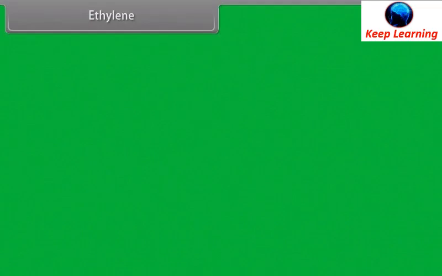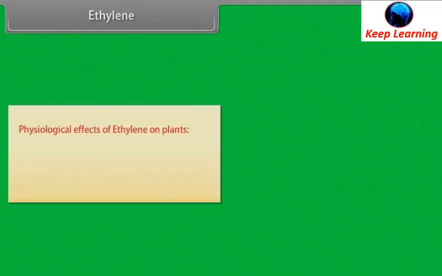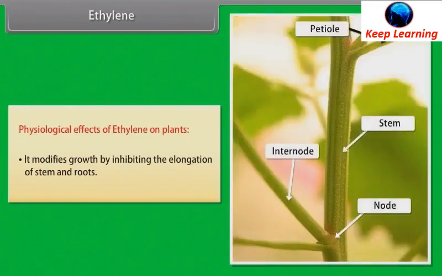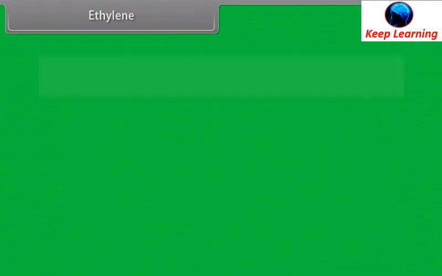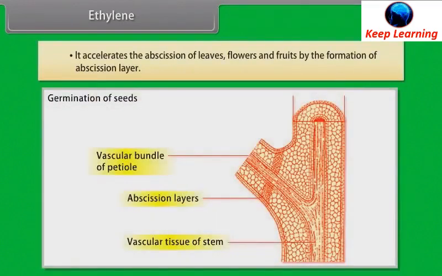Ethylene. Physiological effects of ethylene on plants. It modifies growth by inhibiting the elongation of stem and roots. It inhibits the growth of lateral buds and causes apical dominance. It accelerates the abscission of leaves, flowers, and fruits by formation of abscission layer.